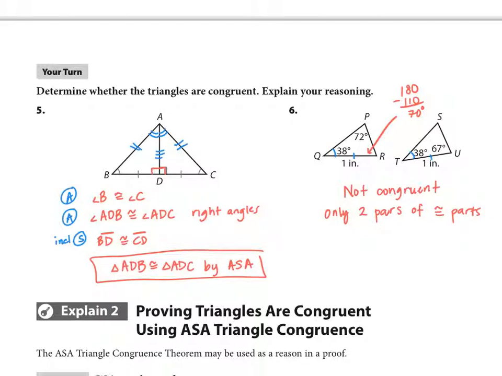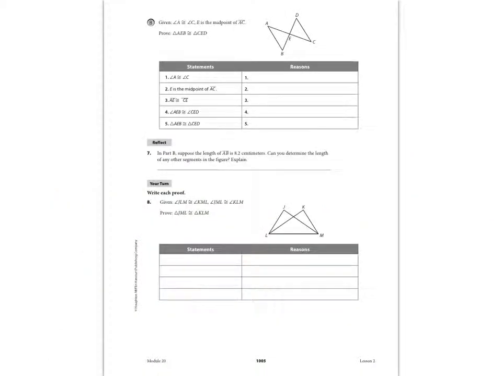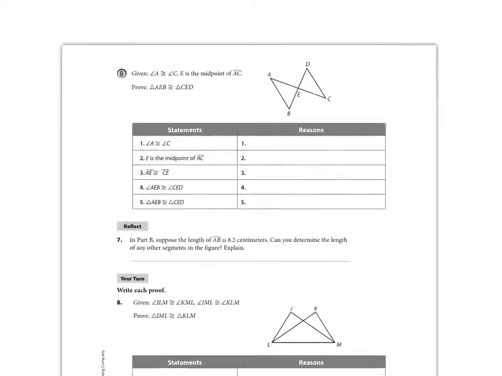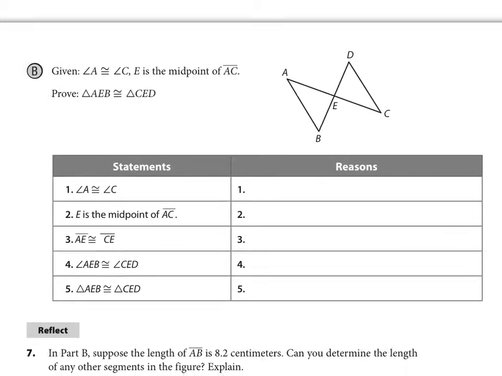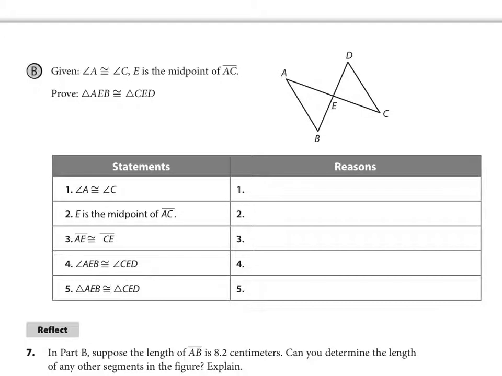Now let's get to the part that many find pretty difficult, which is the proofs. And I'm on page 1005. Let's look at the one on top, just so we can do an extra one here. So we have our given, angle A is congruent to angle C. I'm going to mark that in the picture since we already know that that's true. And point E is the midpoint of side AC. So we don't know what's congruent quite yet unless we actually state it. Let's look at what they filled in for us.